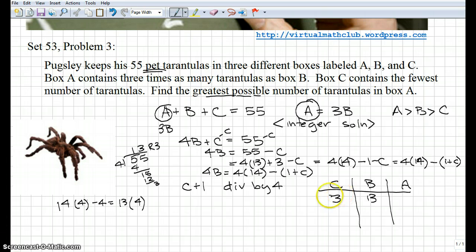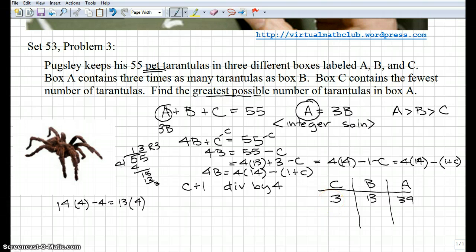So I'm just substituting in the 3 for c and finding out that b would have to be 13 for that equation to work. And then we know that once we know b, we can figure out a, because a is just 3 times b, so that would give us 39. Okay, so that's one solution to this equation.